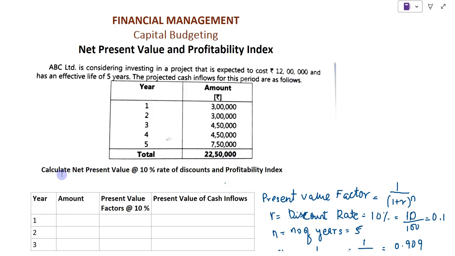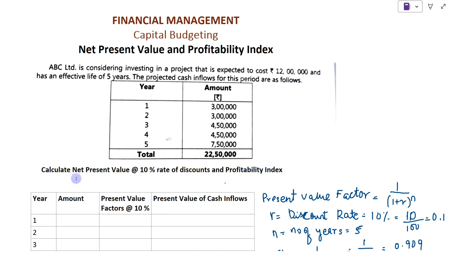Now you are required to calculate net present value at 10% rate of discount and profitability index. So two things we have to find, that is net present value at 10% rate of discount and profitability index. Now see, sometimes the discount will be given as 5% discount, 12% discount and so on. Okay, now in this example they have given 10% discount. This means that it is the present value factor. Now let's solve this example.